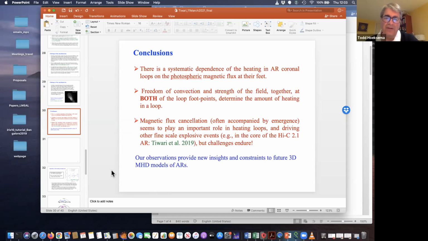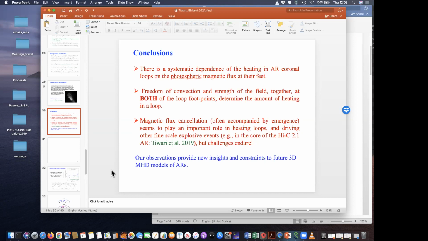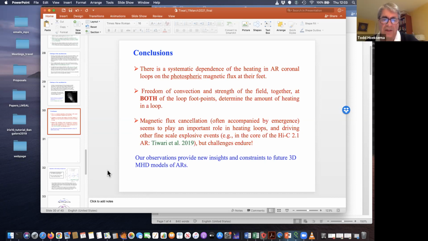Sure. Loop brightness is often parameterized as the magnetic field and the relationship between the magnetic field and the length of the loop, or something like that, to some power or other. Does that seem kind of misguided given what you found, that it has more to do with the foot point interactions, or do you think there's some value in that?